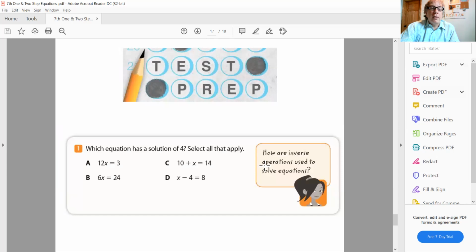And finally, let's practice this. What might this look like in a test situation? Let's take a look. And maybe we'll have a student guide us through how they solve this.